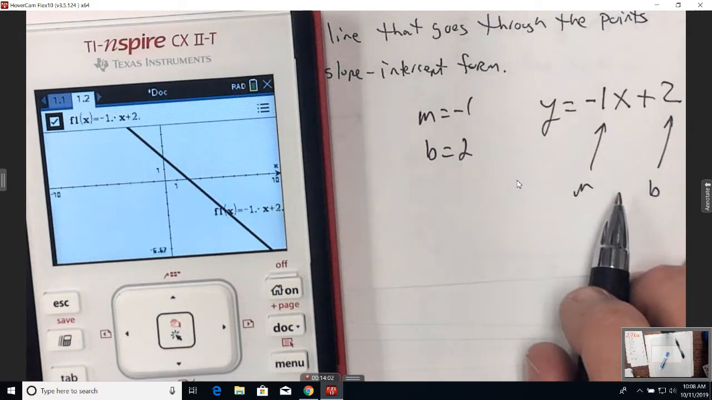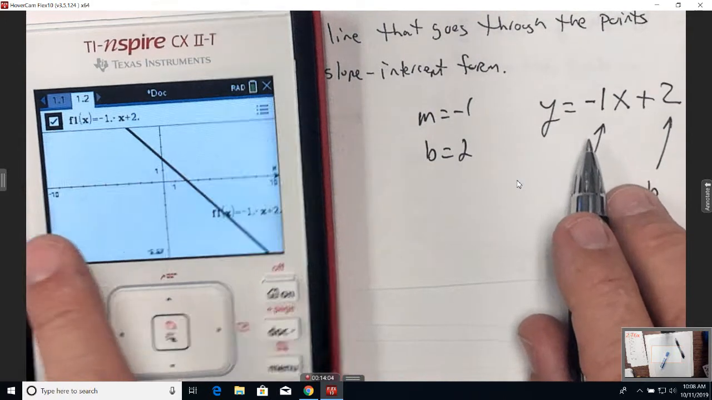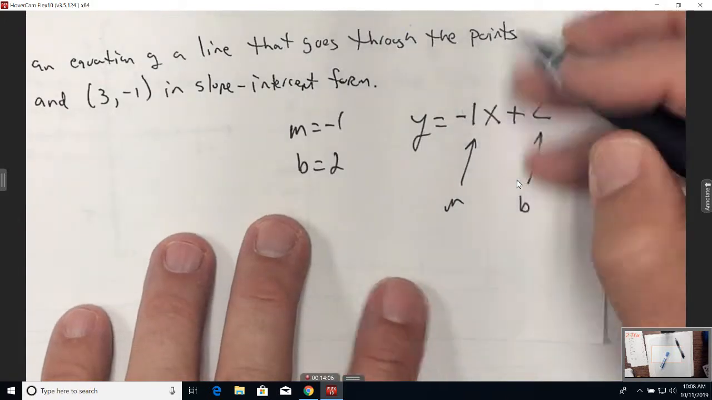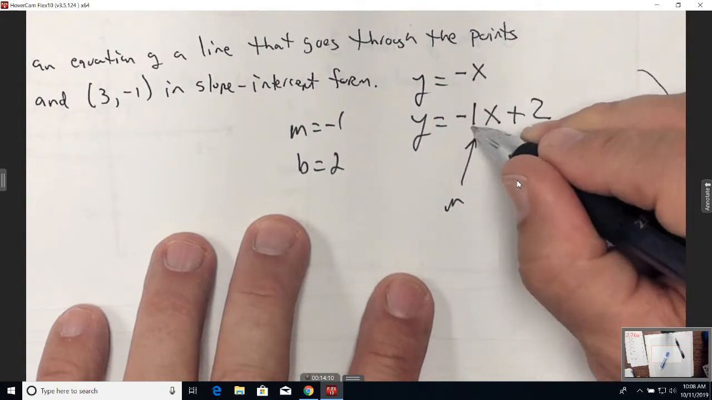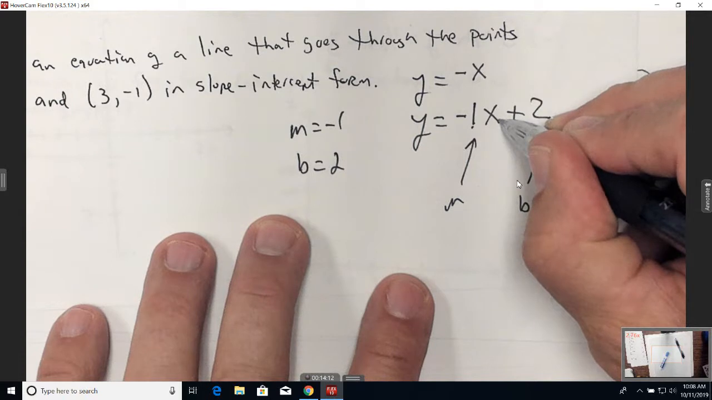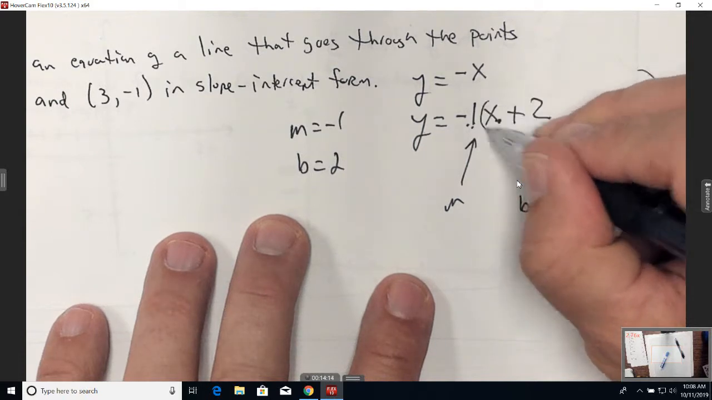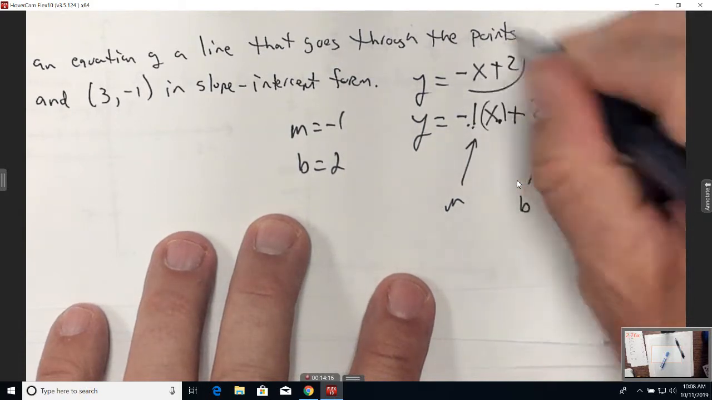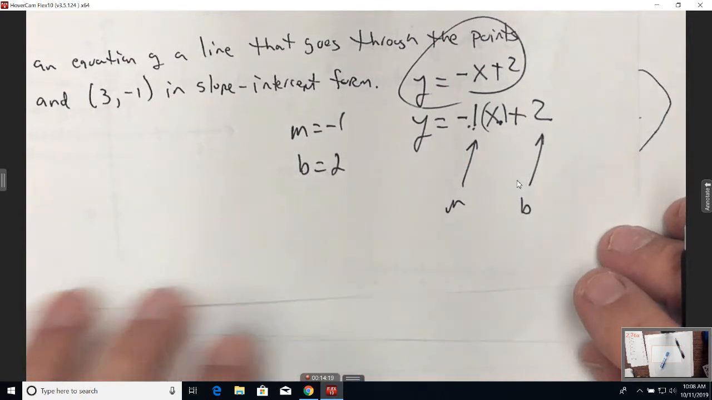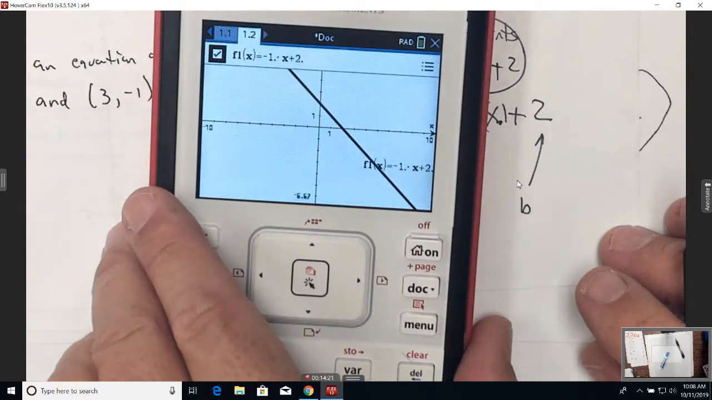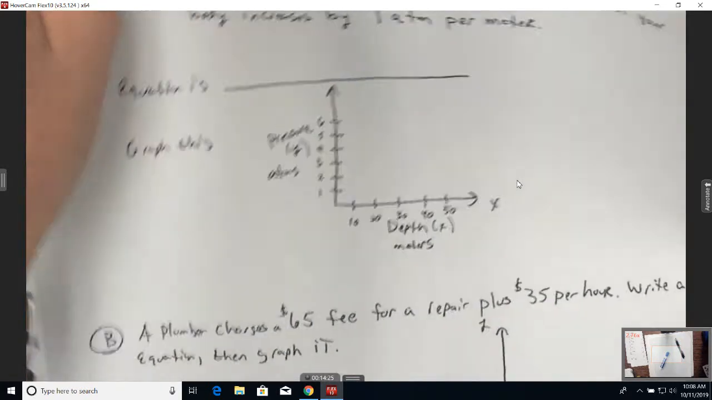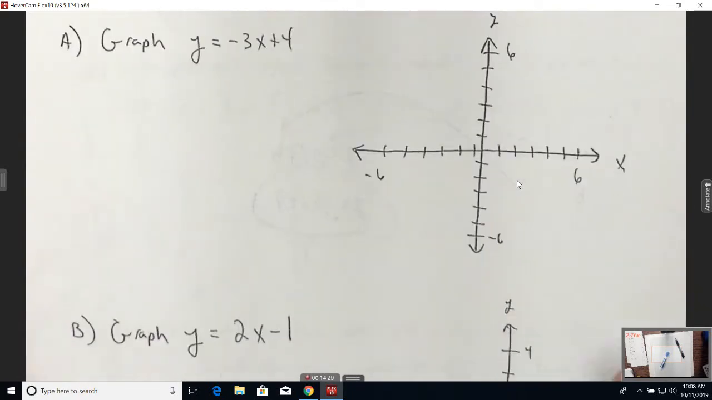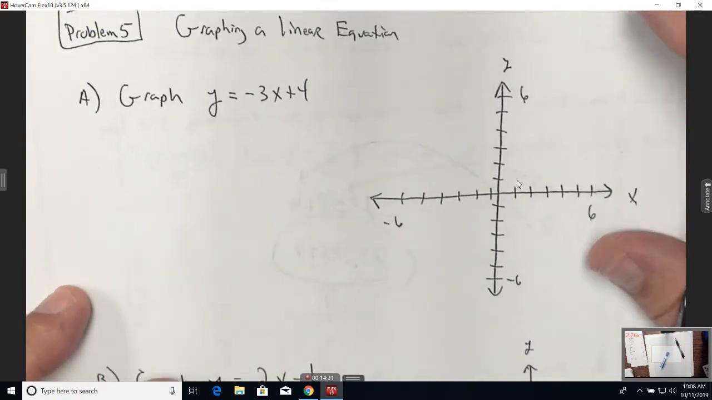Just like we wrote. Except you'll never see it that way on the EOC. What did I say? Anytime you have a negative 1x, it's really the same thing as negative x, because negative 1 times anything is that thing itself. But it's a negative times an x, which is a negative x. Plus 2. That's the way you'll see it on the EOC. That will help you now, right? Does that help? Okay. So I'll show you a little bit of technology throughout the year that'll make some problems easier. Here's problem number 5 for your notes.